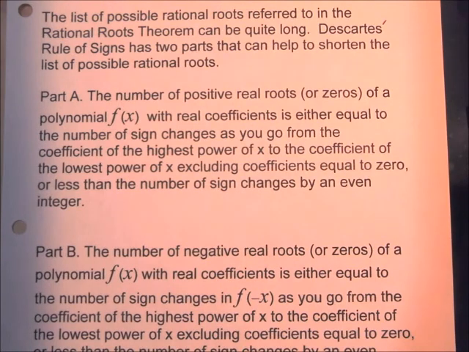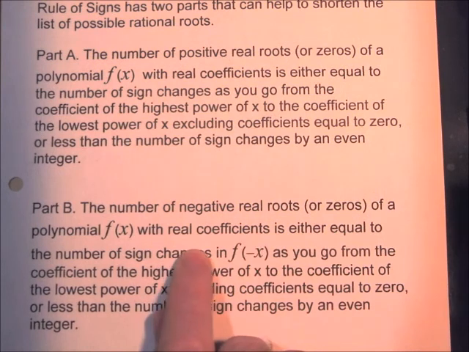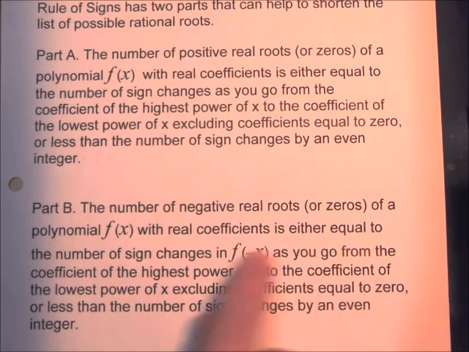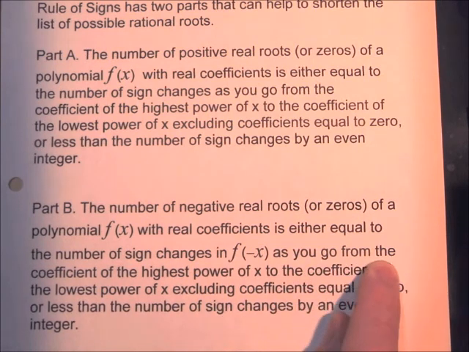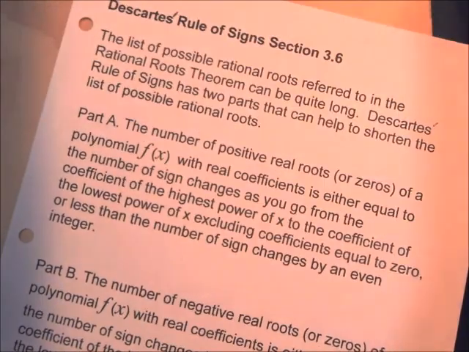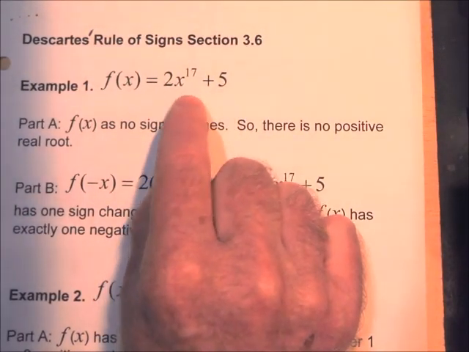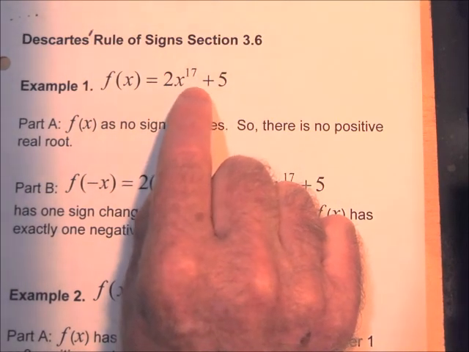And likewise, the number of negative real roots or zeros of a polynomial with real coefficients is either equal to the number of sign changes in f of minus x as you go from the highest power to the lowest power, or less than that by an even integer. And we're skipping zero coefficients. Okay, so example: 2x to the 17th plus 5. And again, we're skipping powers of x where the coefficient is 0.